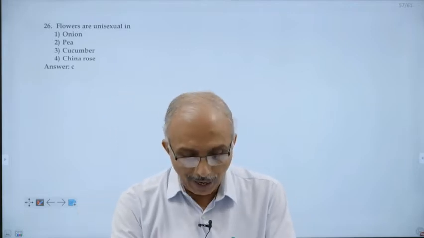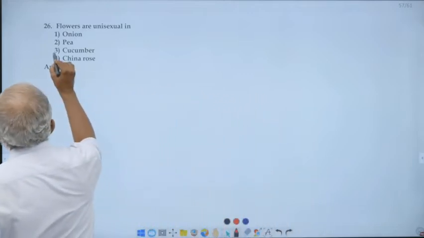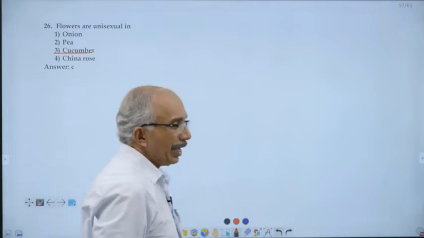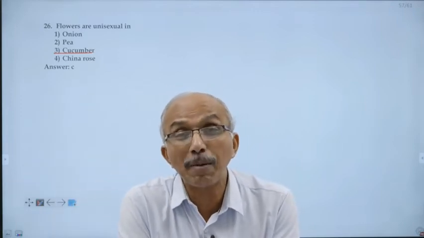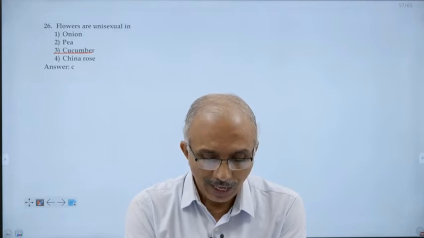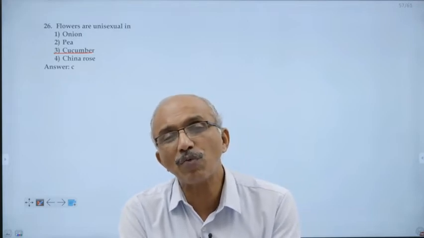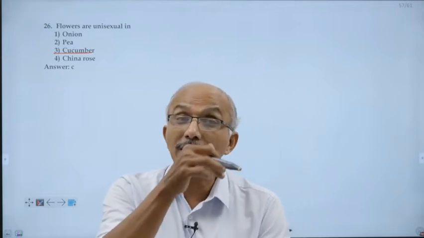Separate male and female flowers. Flowers are unisexual in cucumber. In cucumber, male and female flowers are separate. A male flower consists of only androecium. A female flower consists of only gynoecium. So they are unisexual.